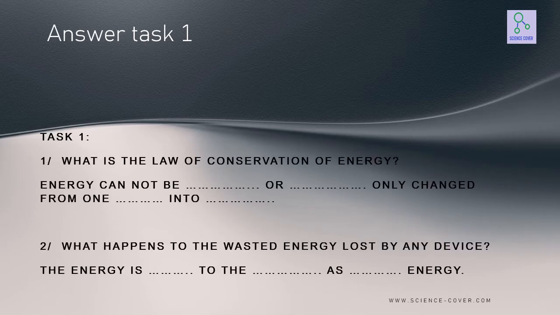Let's have a look at the answer to task 1. The law of conservation of energy is that energy cannot be created or destroyed, only changed from one form into another. So the missing words are created, destroyed, form, another. What happens to the wasted energy lost by any device? The energy is lost to the surroundings as heat energy. So the missing words there would be lost, surrounding, and heat.